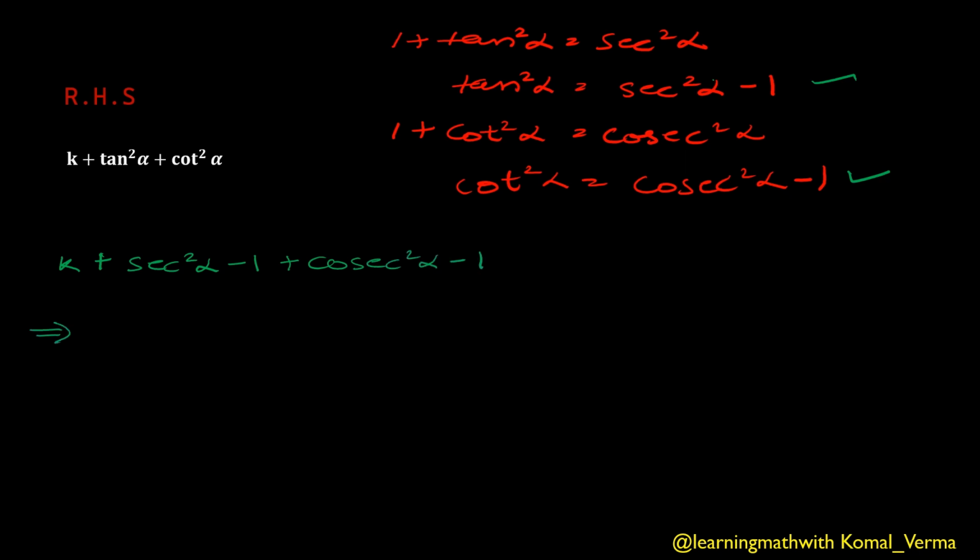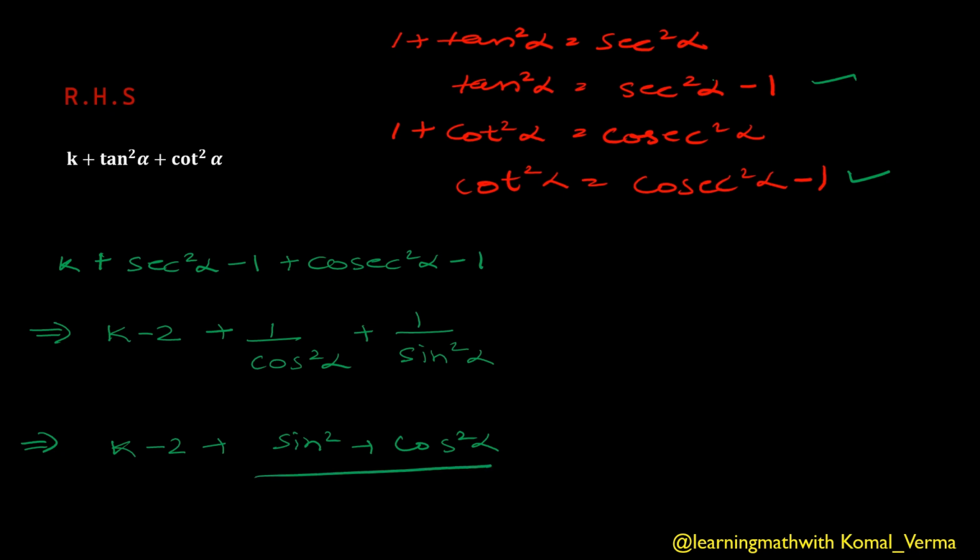After simplification, we get k minus 2 plus sec square alpha, written as 1 upon cos square alpha, plus cosec square alpha, written as 1 upon sin square alpha. So here it is k minus 2 plus, after LCM, we get sin square alpha plus cos square alpha upon cos square alpha into sin square alpha. After simplification, we get k minus 2 plus 1 upon cos square alpha into sin square alpha.